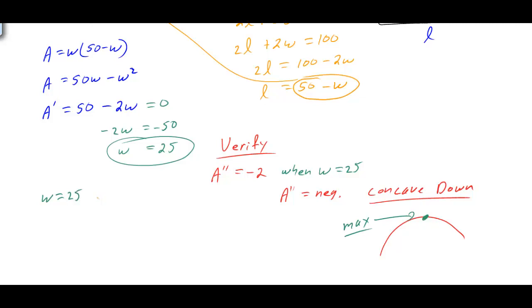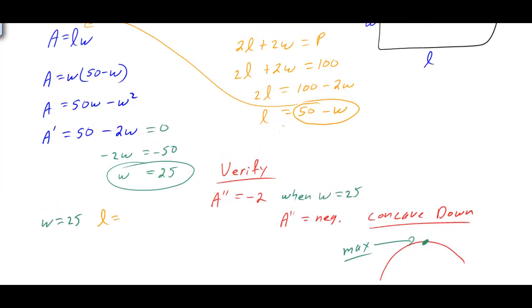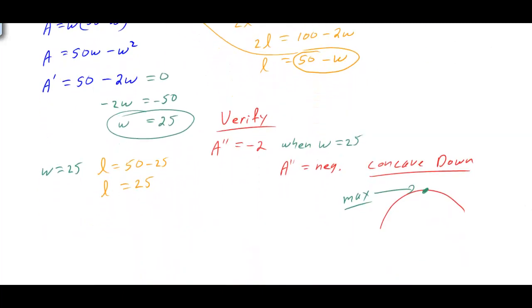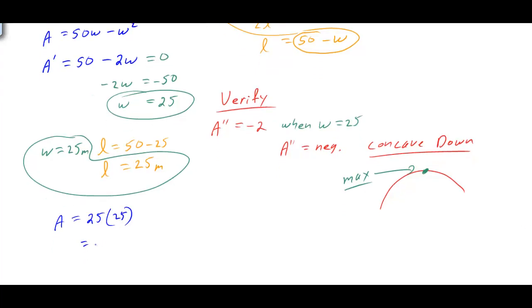Okay, so we know that when w is 25, what is going to be the length? Well, we can go up to our secondary equation, where we solved for the length already. Length is equal to 50 minus w, so we plug in and get 50 minus 25, and the length is also equal to 25. So w is 25, the length is 25, and I forgot our units. Our units were meters, so we're looking at 25 meters for the length and 25 meters for our width. If we wanted to know the actual area, we could simply multiply 25 times 25 and end up with 625 meters squared.